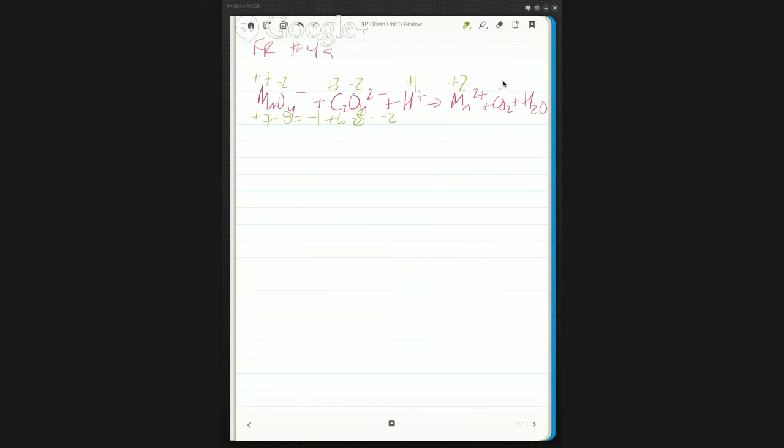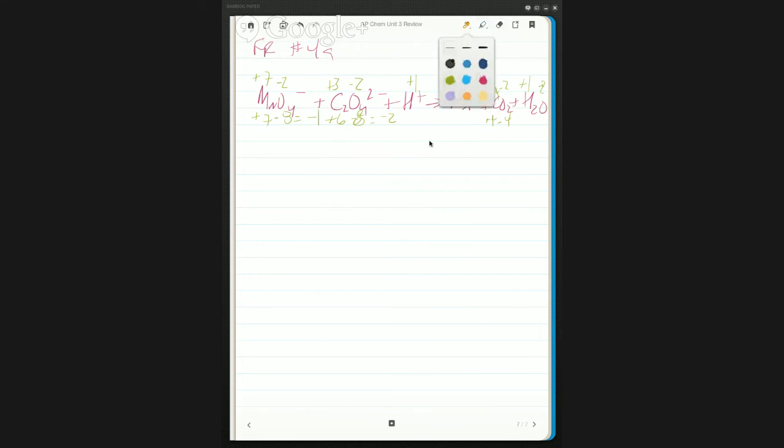CO2, the oxygen is pretty much always -2. There are 2 of them, so that's -4. It's 0 overall because it's a covalent. So the carbon has to be +4, so you put +4 there on the carbon. And H2O, it's getting to be pretty easy, -2 and +1. So the oxygen doesn't change at all. The manganese definitely changes, the carbon definitely changes.